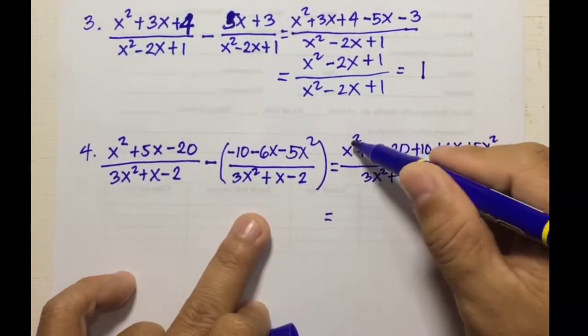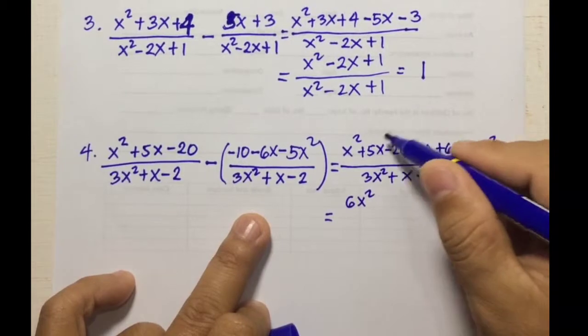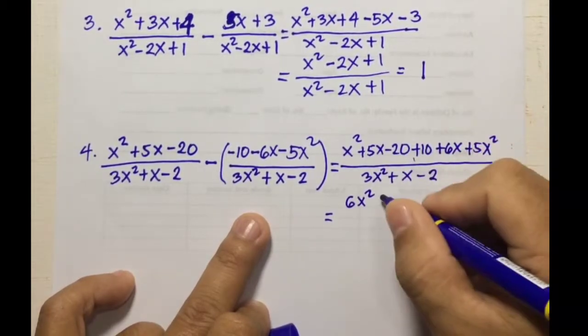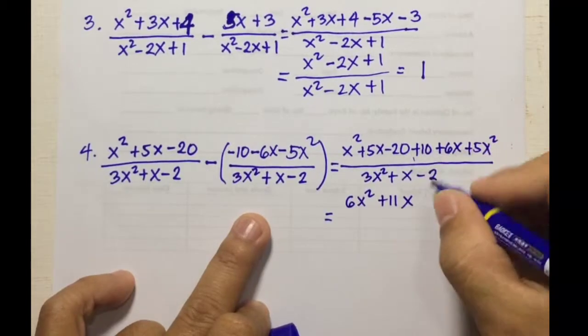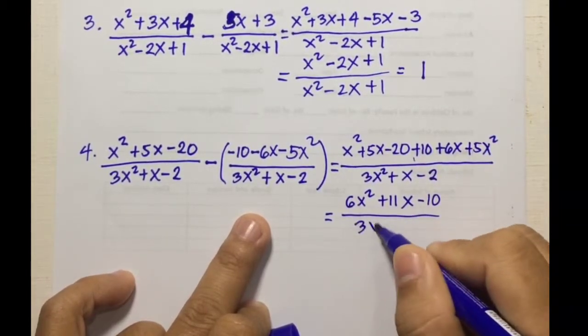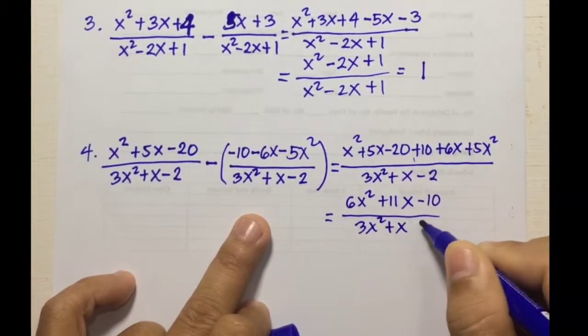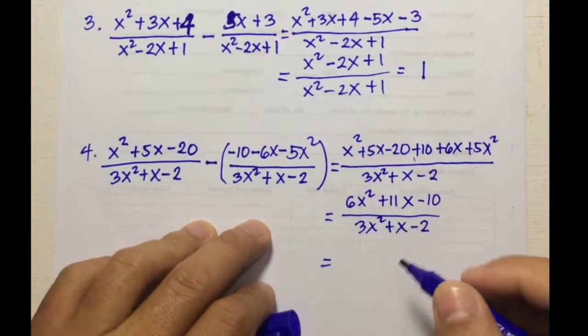Then combining like terms, x squared plus 5x squared is 6x squared, and 5x plus 6x is 11x. The negative 20 plus 10 is negative 10, over 3x squared plus x minus 2. Then factor the numerator and the denominator.